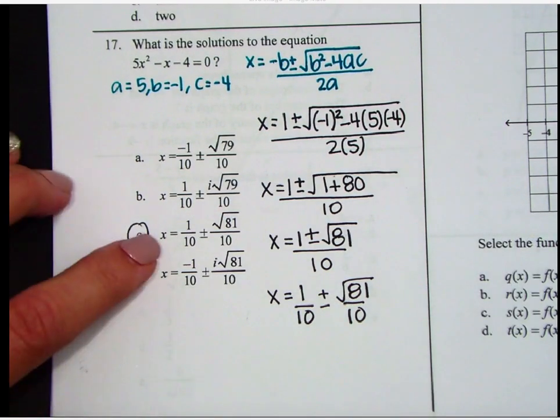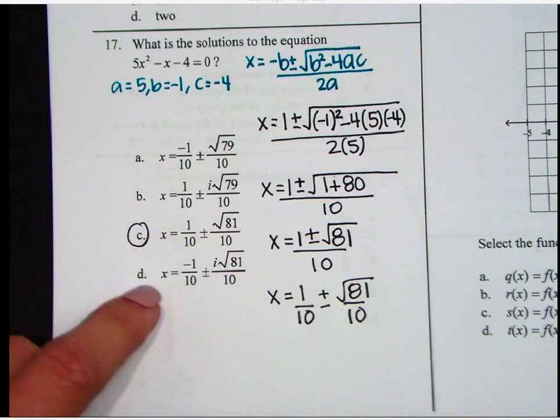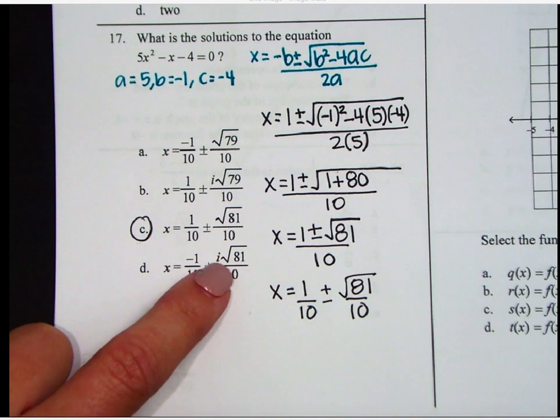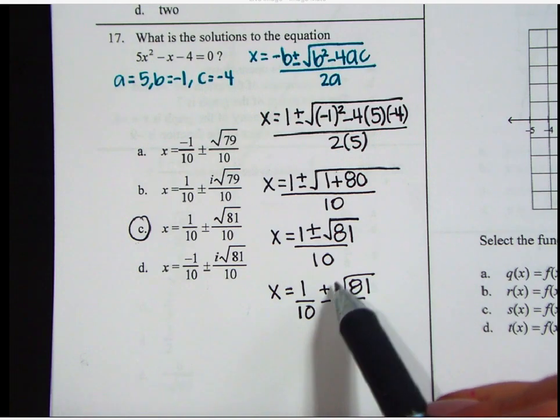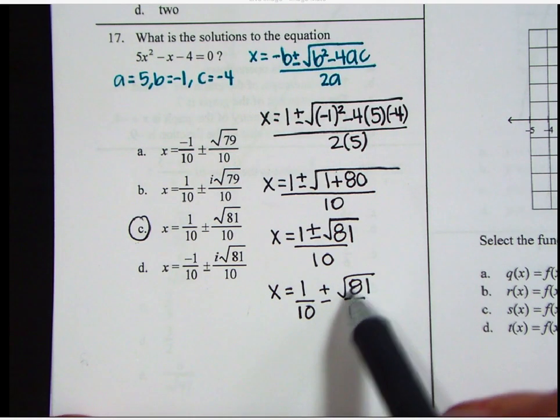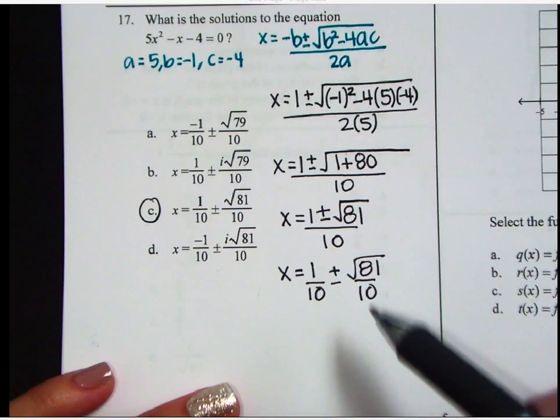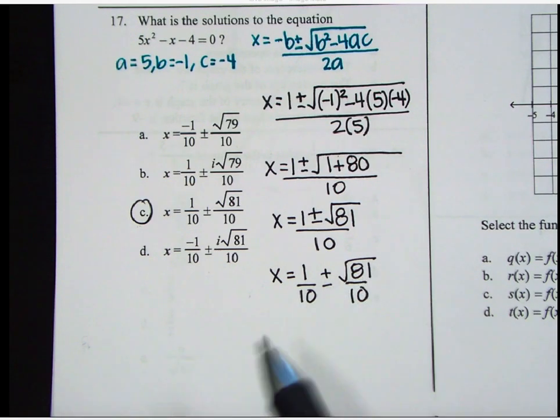We don't want to mix that up with like D, right? Because the i is whenever you have a negative under the square root. So if this were square root of negative 81, then we would bring out i. But it's positive 81, we don't use i.